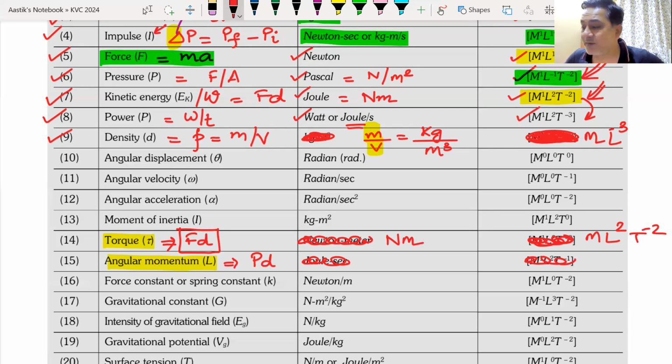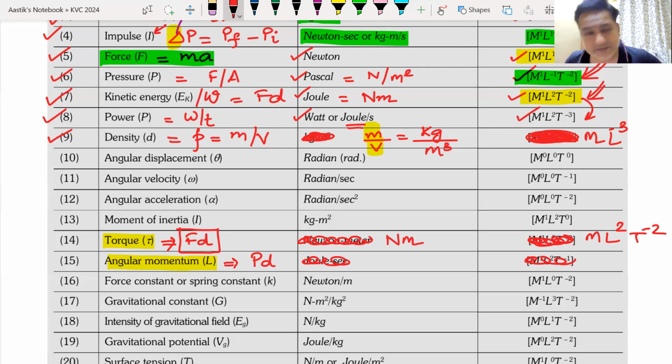Now comes the angular momentum. You might not have heard about angular momentum. I've told you, it is momentum multiplied by distance. Now I wait for the SI unit and the dimension of angular momentum. Can anyone tell me what is the SI unit and the dimension of angular momentum? Joule per second, sir. No, that is wrong. Sir, joule into second, sir.